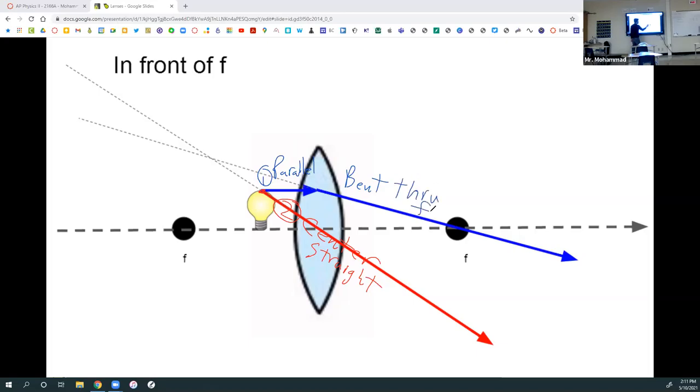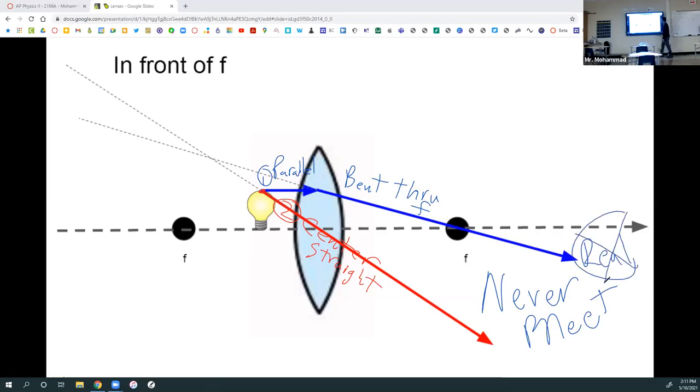Through the focal point. Now, what you'll see is that these two rays of light never meet. So that means we are not making a real image. In order for us to have a real image, in other words, to be projected on something, like a projector can project an image on a wall, those rays of light actually have to touch somewhere in the real world. So since this doesn't occur, when you look through this lens with your eye, so your eye's looking this way. Actually, let me move the eye down here.